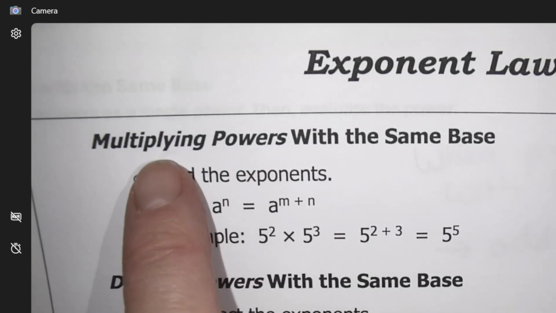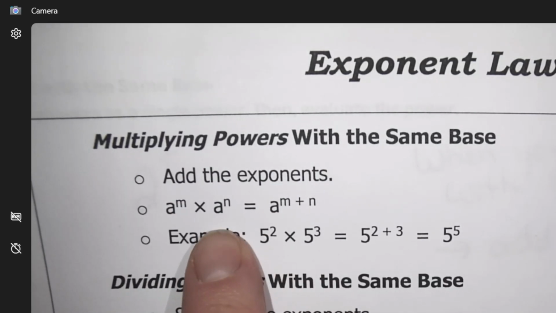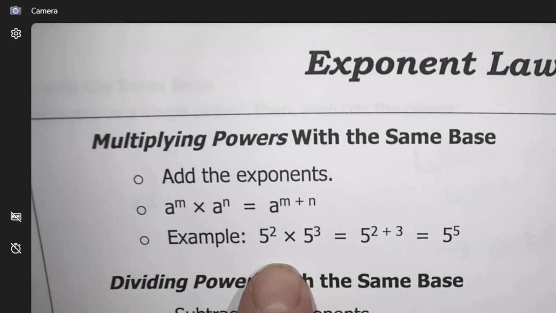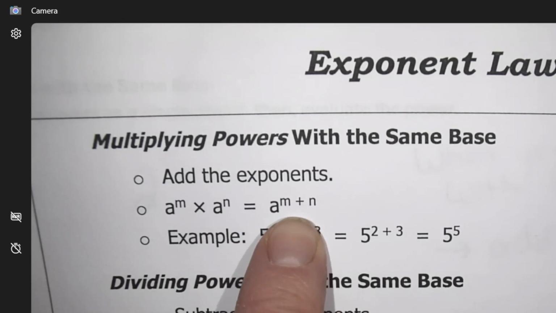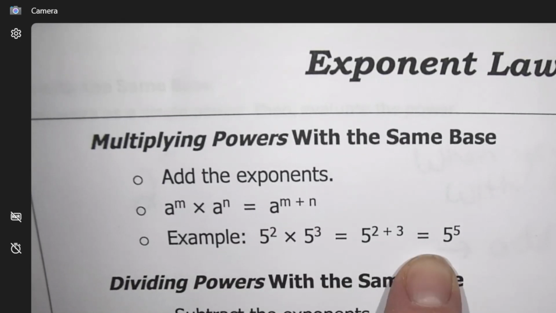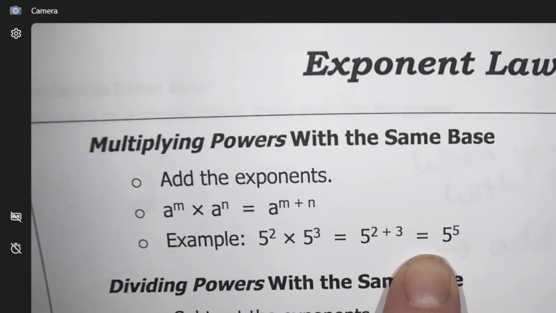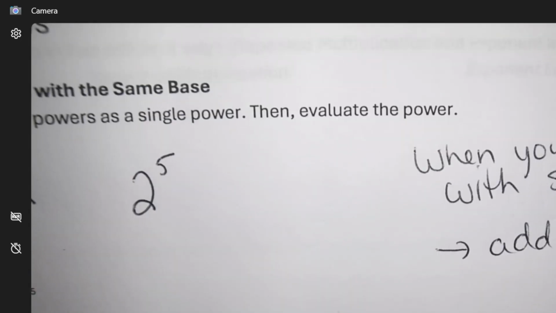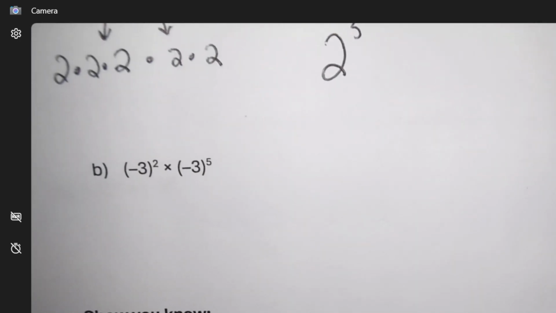So on here, multiplying powers, it gives you an example. So it shows you to add the exponents. Are you going to add the exponents? Okay? So this is a sheet you can have with you doing your homework, but on your test you wouldn't have it. Okay, here we go.